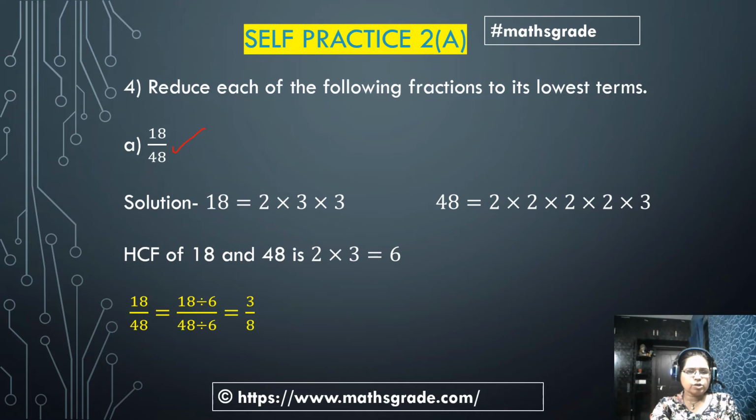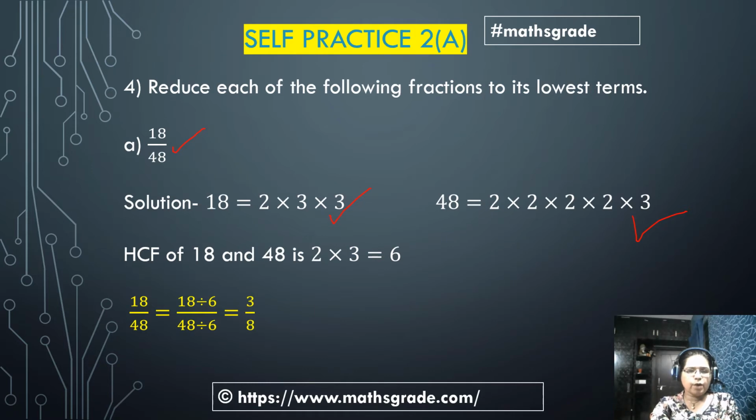First we have to express 18 as a product of prime factors. 18 is 2 multiplied by 3 multiplied by 3, which are the prime factors of 18. And 48: we know 16 multiplied by 3 is 48, so 48 is 2 multiplied by 2 multiplied by 2 multiplied by 2 multiplied by 3.